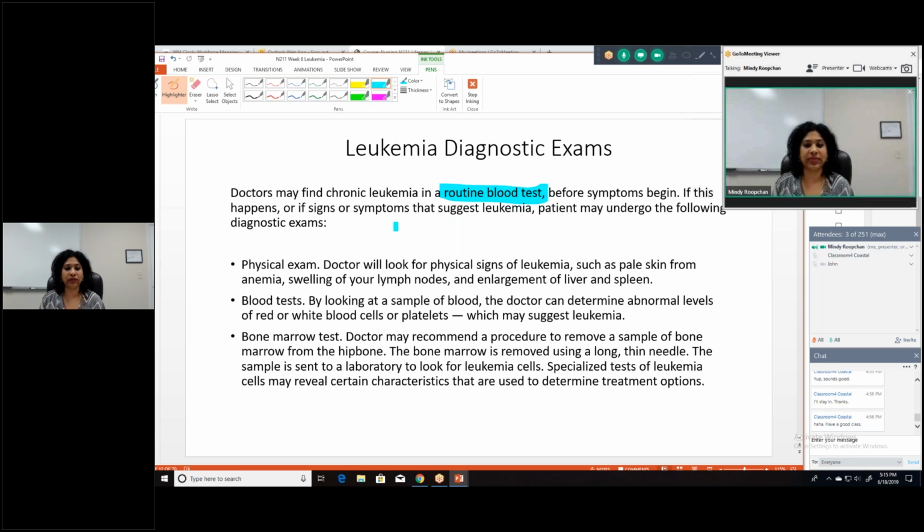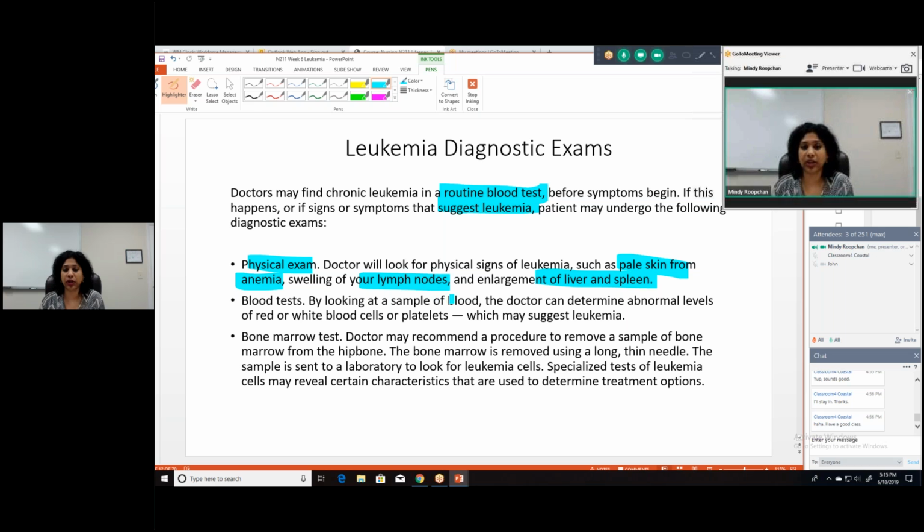If this happens, or if the signs and symptoms suggest leukemia, they're going to undergo some diagnostic exams. So the first thing is a physical. They're going to look for signs of leukemia. So pale skin, maybe they have some anemia, the lymph nodes are swollen, the spleen and liver are enlarged, because think about white blood cells, think about the area that they're going to be affecting. So that's why you're going to have a large enlargement of liver and spleen.